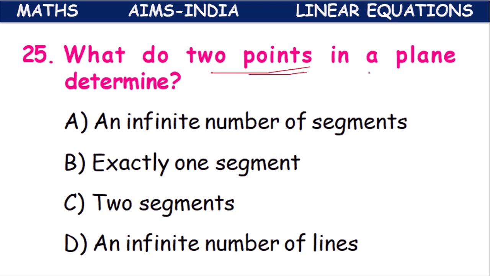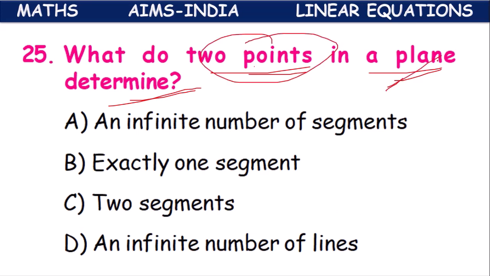What do two points in a plane determine? Two points are there in a plane, through two points we can draw exactly one line segment. So option B.